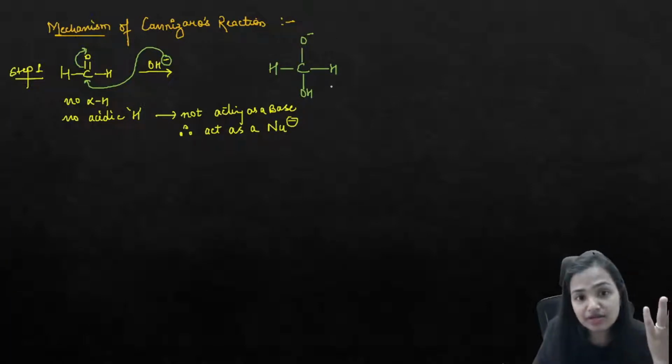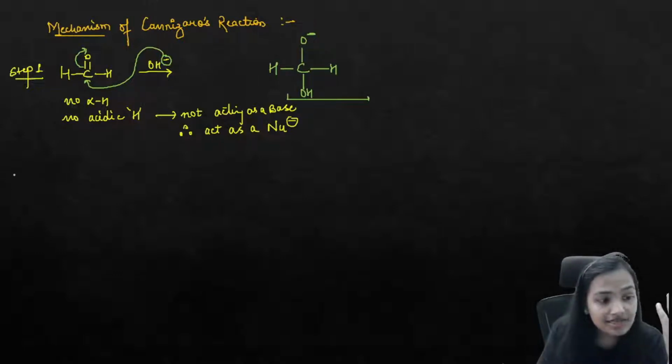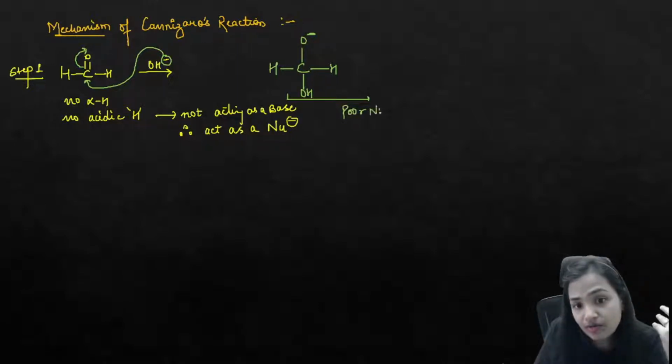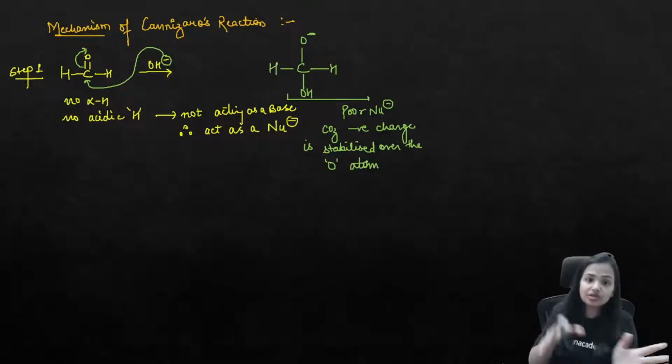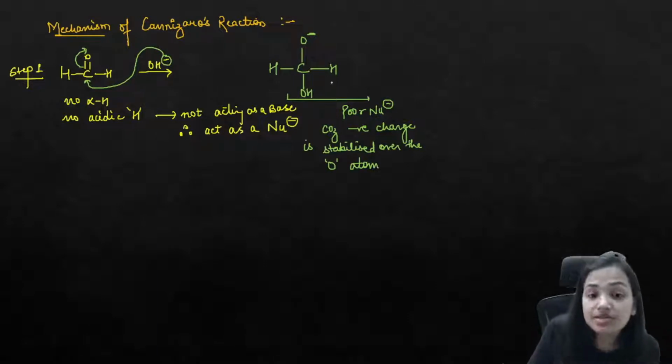When you see this particular product, you will find that here we have O negative. Is this O negative a better nucleophile? Because in step number 2, we have to again do the reaction. But this is a poor nucleophile. Why is this a poor nucleophile? Because the negative charge is stabilized over the oxygen atom. Oxygen is an electronegative atom, so negative charge over the oxygen atom is more stable, so it becomes a poor nucleophile.